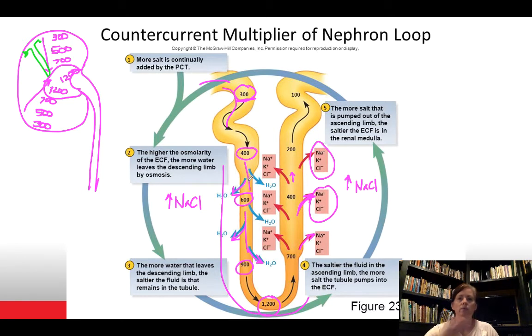tubule. So the next batch of filtrate that makes its way through is going to pump out even more water. It's going to further concentrate that filtrate that's left inside the tubule. And as a result, on the ascending side, because it's permeable to sodium chloride, it's going to pump out our solutes, sodium and chloride and potassium.